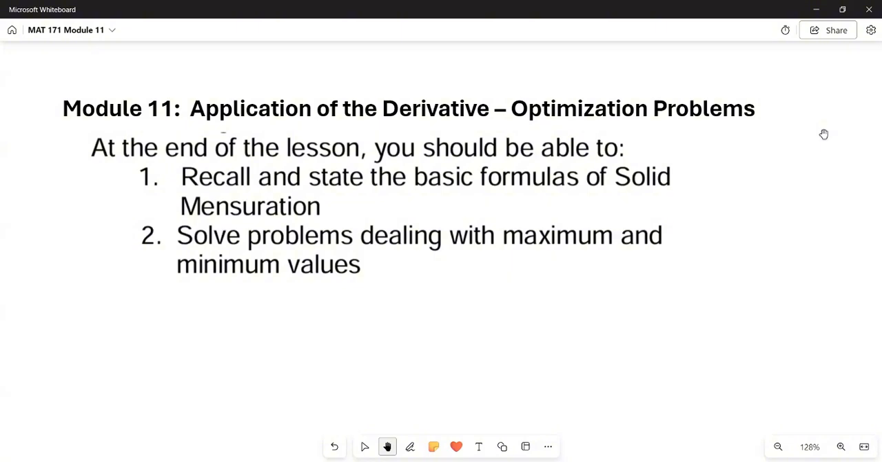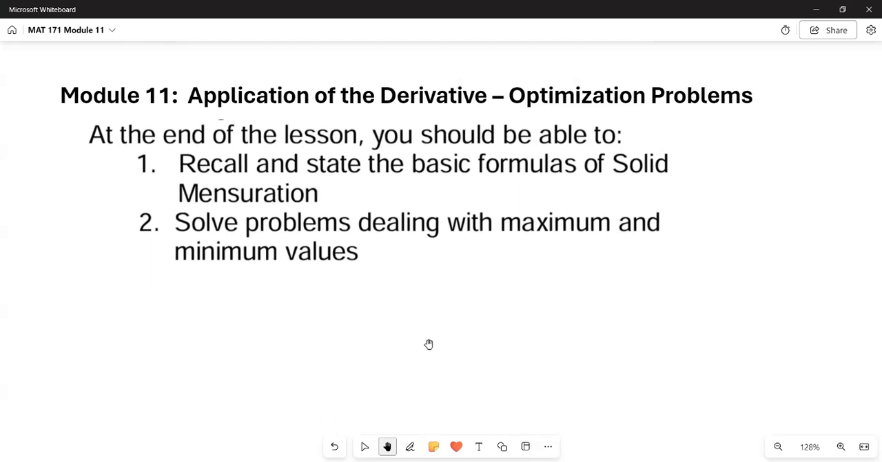Also, another objective is for us to solve problems dealing with maximum and minimum values. From previous modules, we encountered maxima and minima or ito ang maximum and minimum values. So i-apply din natin siya in solving optimization problems.